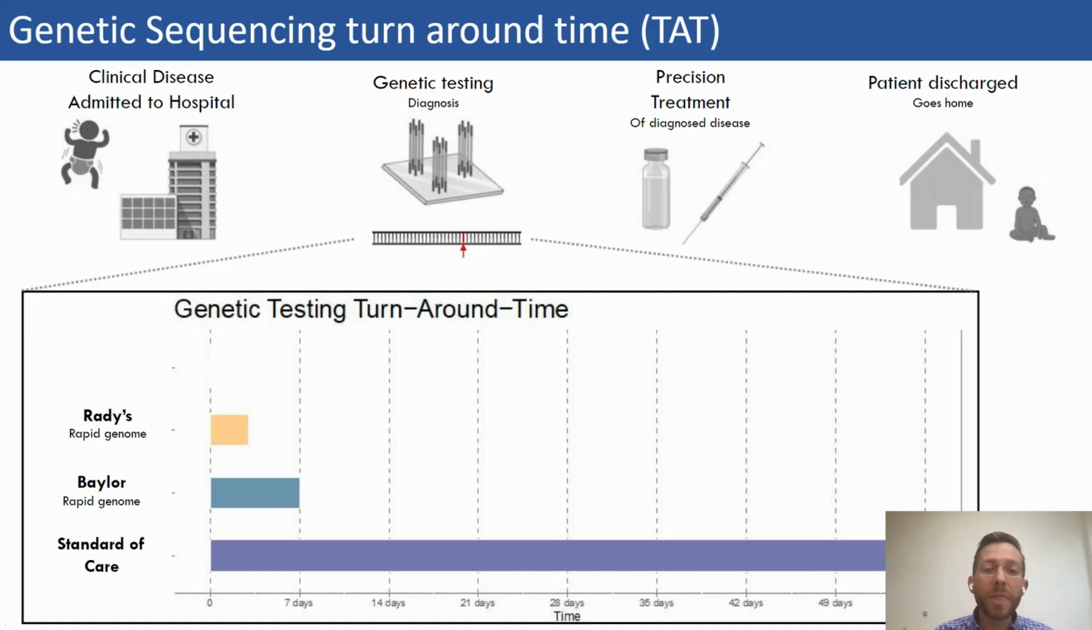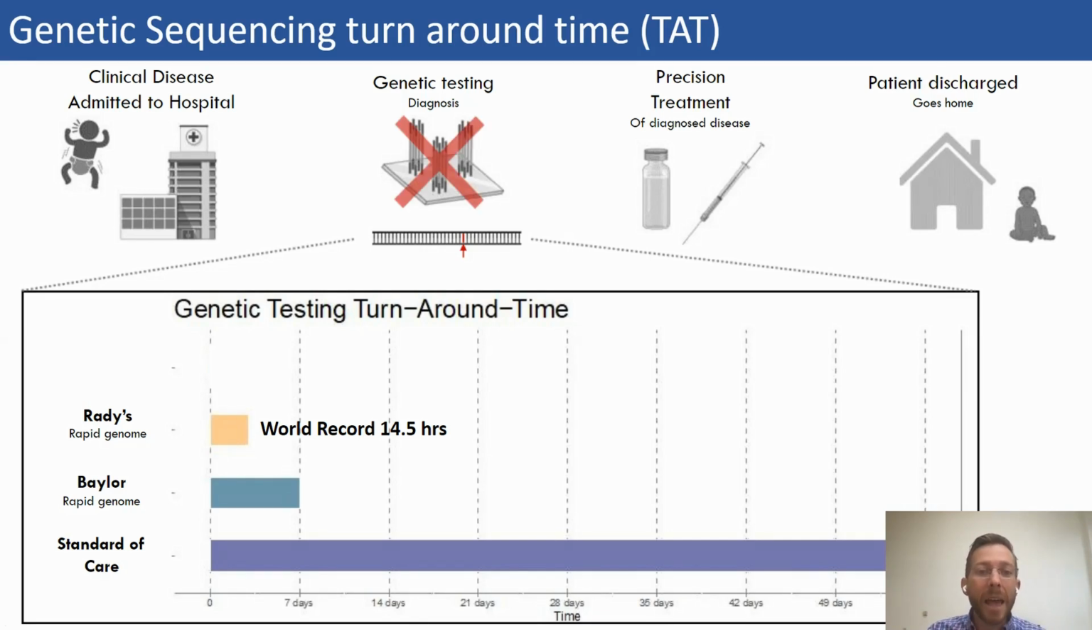But the problem is with these genetic testing and genome sequencing tests, these technologies are using what we call short read sequencing. And we'll talk more about what short read sequencing is and how it can affect the turnaround time in just a few minutes. But here, at Rady's, they actually set the world's record earlier in 2021 for making a genetic diagnosis using whole genome sequencing at about 14 and a half hours.